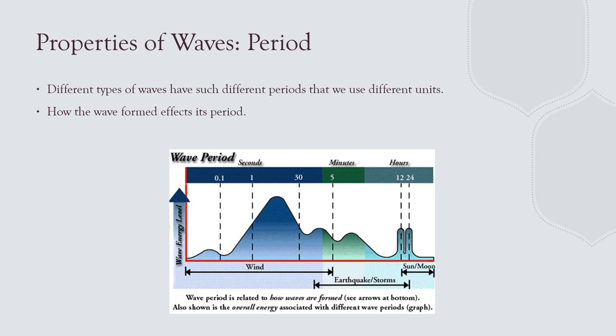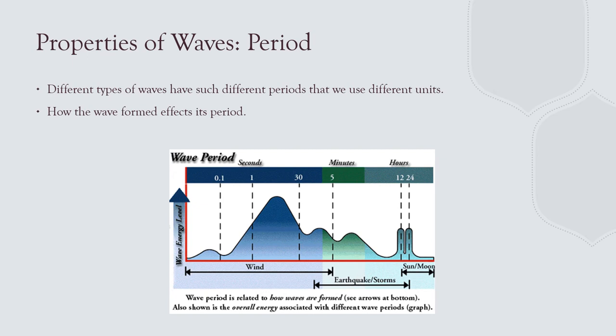Earthquake waves are seismic sea waves, tsunamis, and you can see they run about a wave every 5 to 10 minutes. Now, storms only give you a half a wave. We call that a storm surge. We'll touch upon that as well.